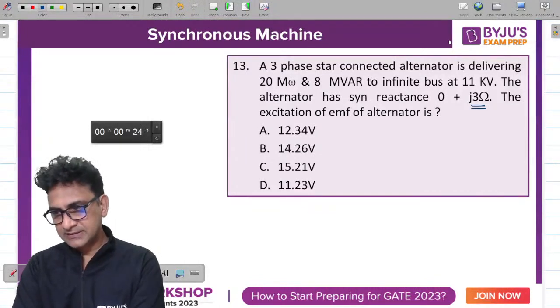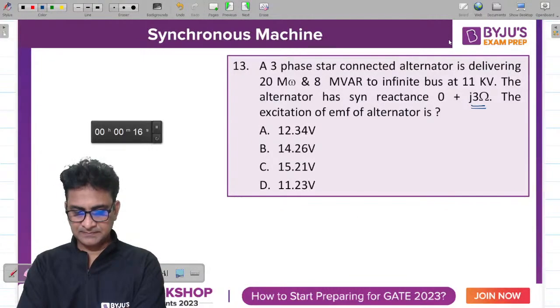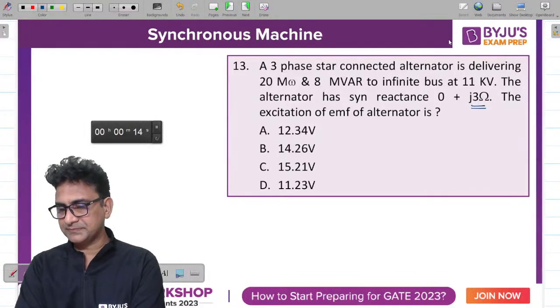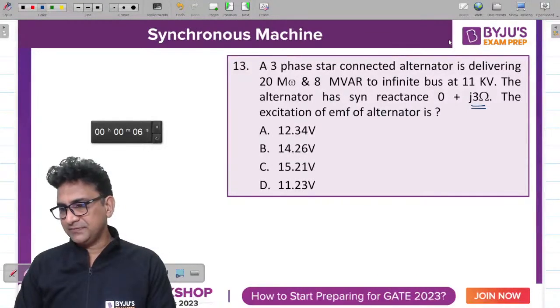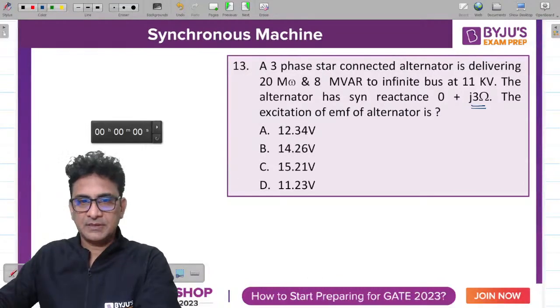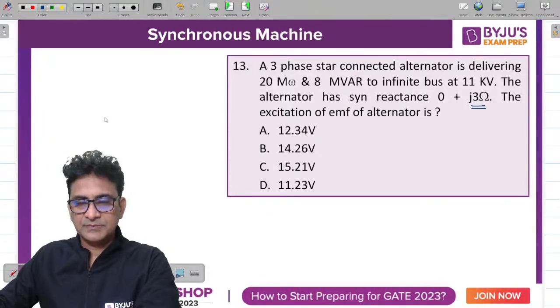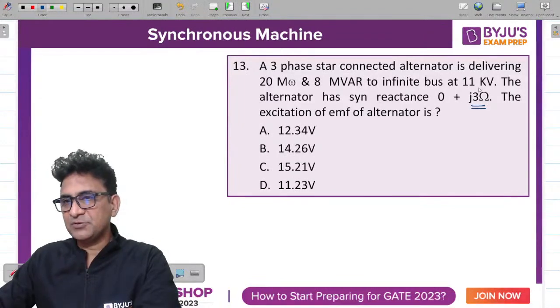EF VT by XS sin delta, yes, it is the active power P. Similarly, use the formula of reactive power for the alternator. And by using these two formulas, find out the value of EF. Excitation voltage means the EF. Okay, see, 11 kV is, no doubt, a line voltage.